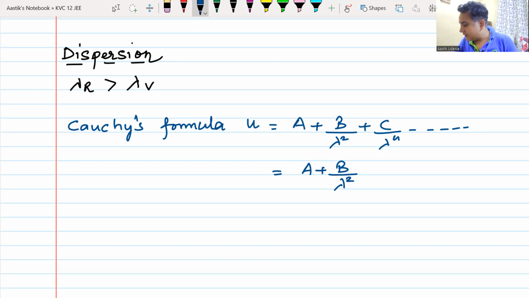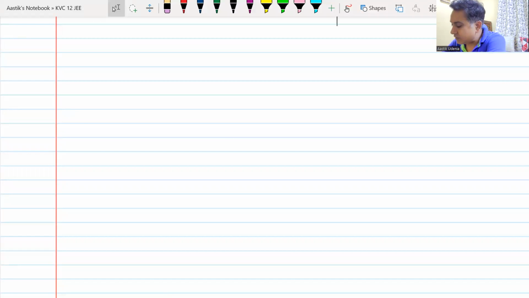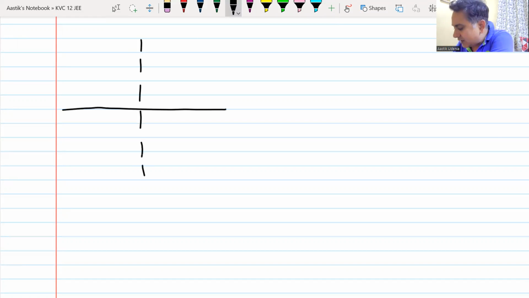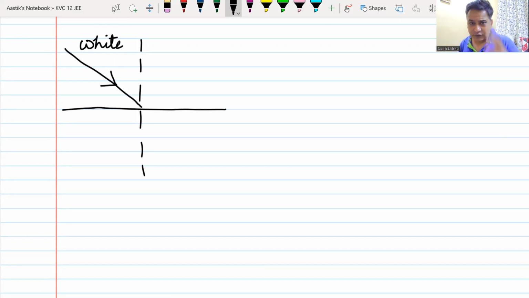Okay, my screen has gone. Now, if I just take a very simple scenario, let us say this is the interface between 2 mediums, and I have white light. This is white light incident on this medium. Now, if this white light was not white light, if it is made up of only one color, it will get refracted.